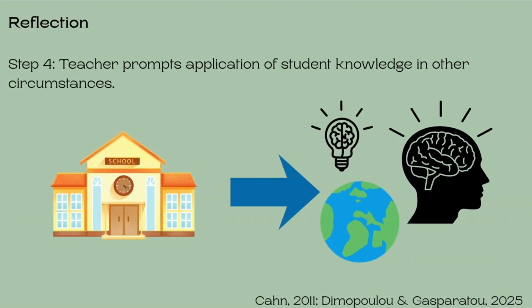Teachers facilitate student learning by utilizing positive reinforcement and prompting application of student knowledge in other circumstances as a form of reflection and formative evaluation. As discussed by Dinopoulou and Gasparotto in Dewey and Russo on experience-based science education, reflective thought completes the progressive education experience. It transforms the information into a full understanding.